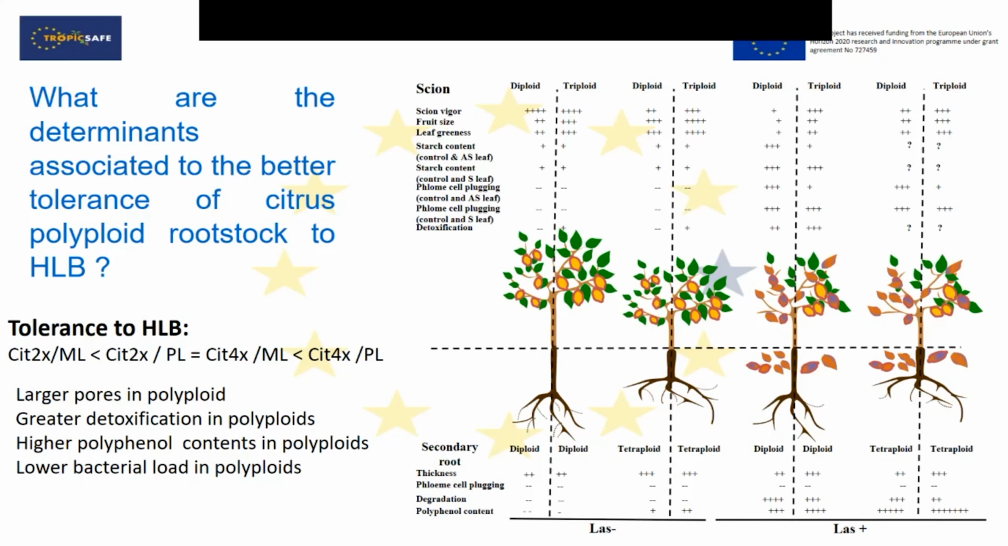Probably the larger pores in the polyploid that allow to maintain the flux in the cell, the greater detoxification that you have in polyploids, not only at the root level, but also at the scion level. The higher polyphenol content that we observe is probably also something that is very important. And at the end, to observe that the bacterial load is lower in polyploids was for us very interesting. We know that this material is not resistant, but it allows us to give some proposition for the grower, and this is very important.